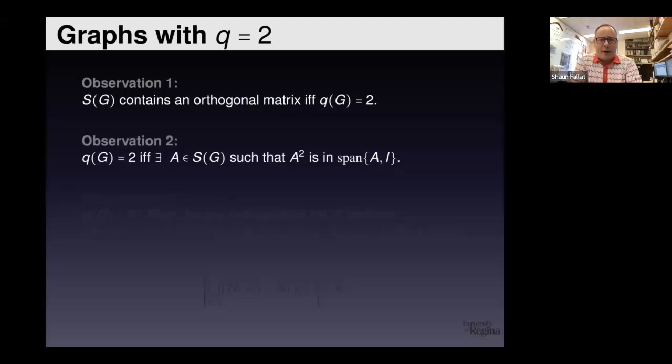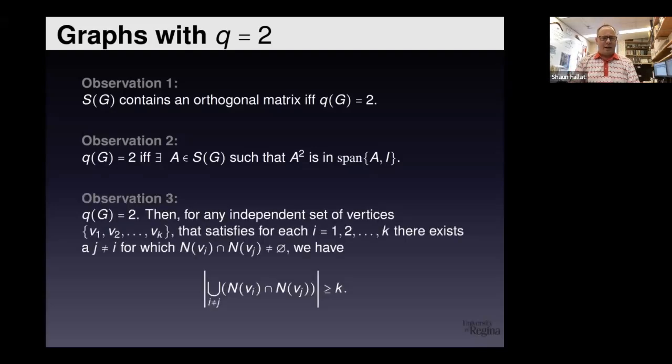Another way to say that the graph has 2 eigenvalues is to say the minimal polynomial has degree 2, which is the same as saying there's a way to write the second power of A as a linear combination of A and I. On the face of it, that does not seem too complicated. Maybe you agree this is a characterization, and you say, okay, we've got Q equal to 2 figured out. But it certainly doesn't help me identify the graphs that have this property.